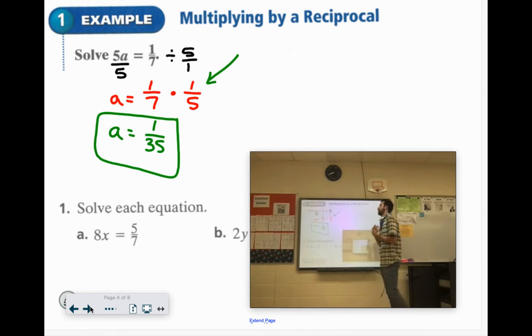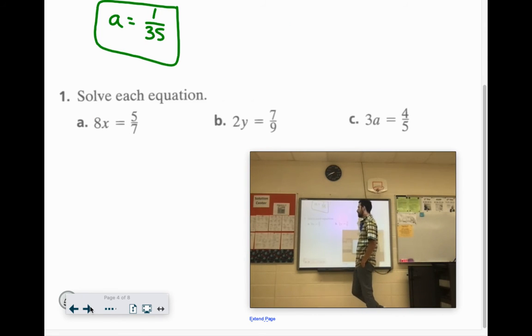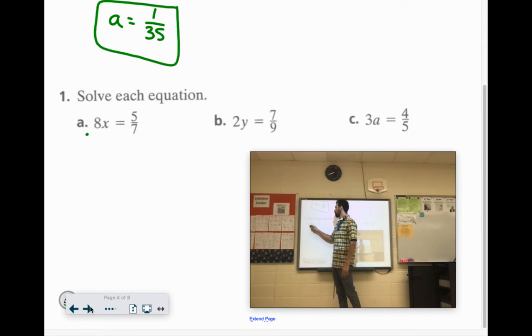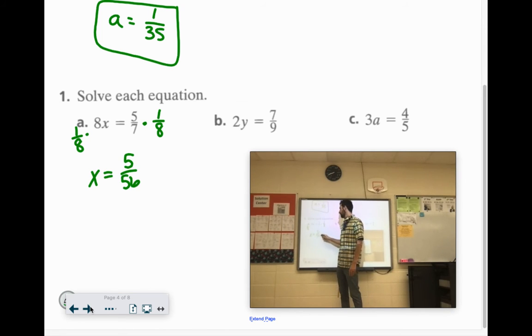So if you just have a number in front of the variable, like all of these, you can just multiply by 1 over that. So here we can multiply both sides by 1/8. Let's think of the left side. 1/8 of 8x would just be x. All right, on this side, 5 times 1 is 5, 7 times 8 is 56.